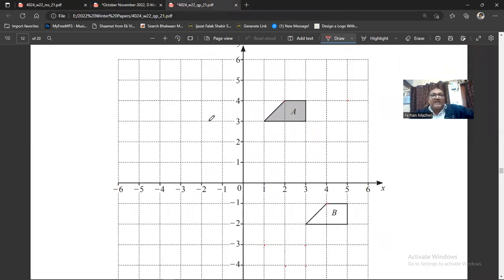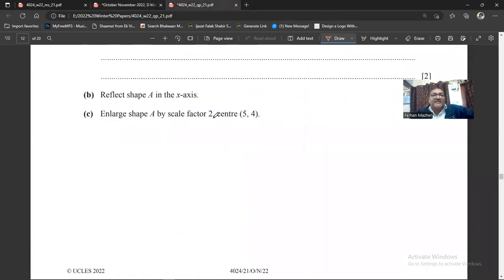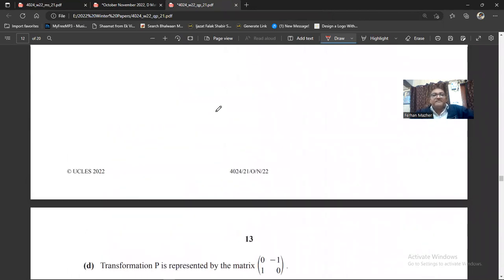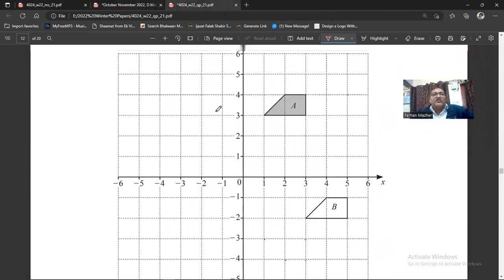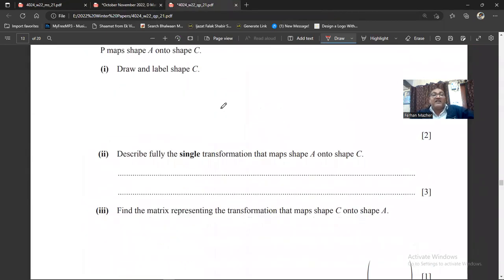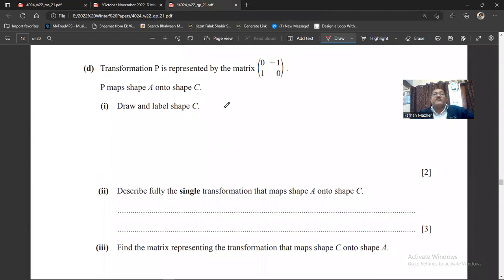Okay, now we are going to the next question, the C part and the D part of this question. So this was question number 7, and we are on its D part. He says transformation P is represented by the matrix 0, minus 1, 1, 0. P maps the shape A onto the shape C. Draw and label the shape C.